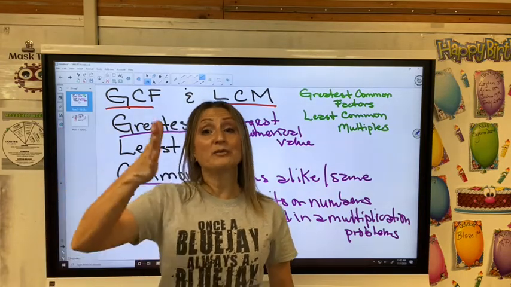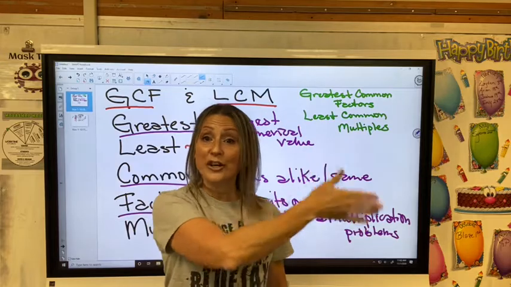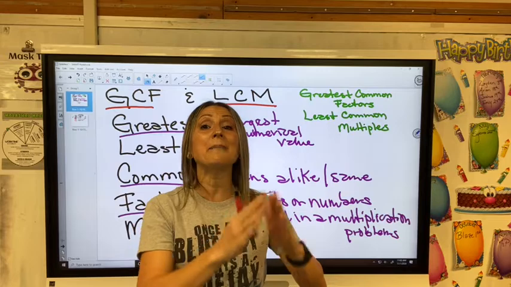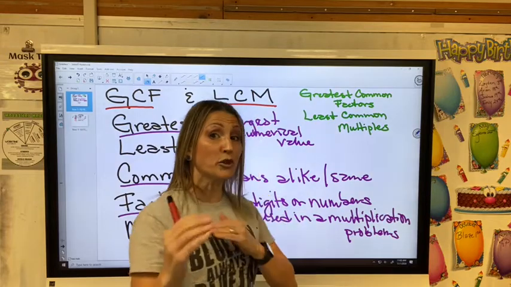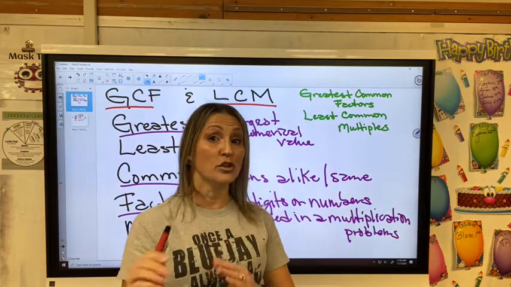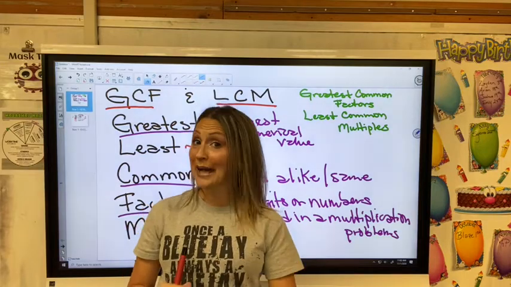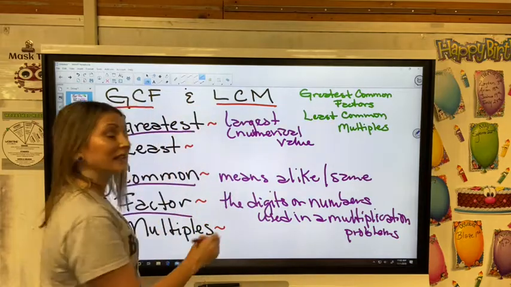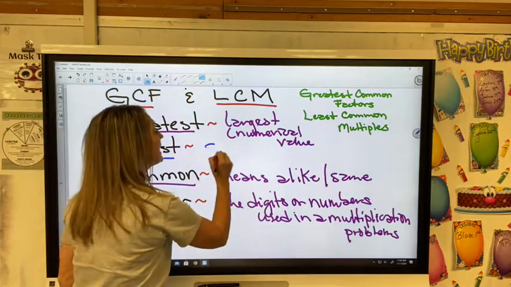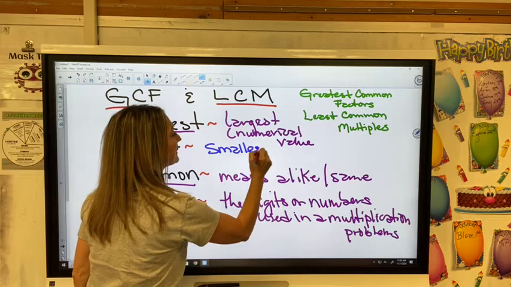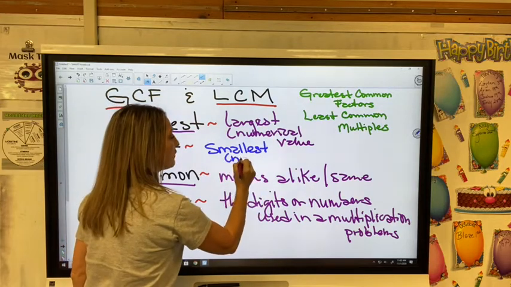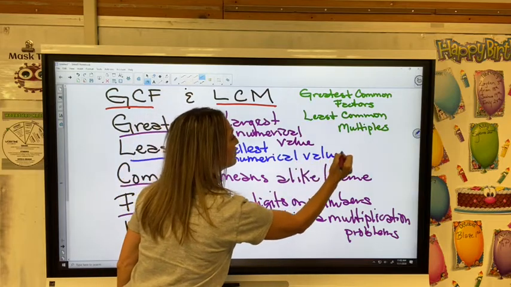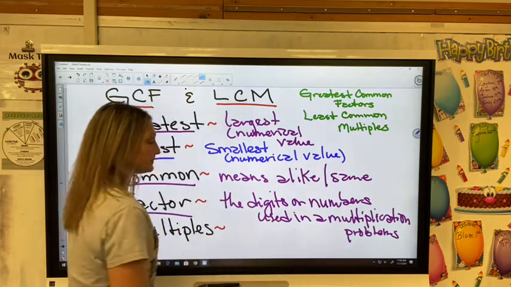But if I want to go down the line and use every numerical number in our number system, what I will get back are known as the multiples. They're the actual solutions, the answers, the products to our multiplication problems. So least, ladies and gentlemen, in this case, means the smallest, which is your numerical value. So least is your smallest numerical value, sixth graders.